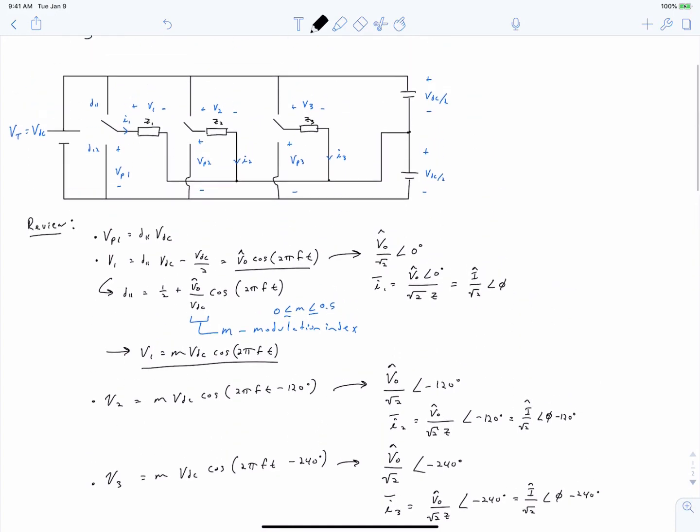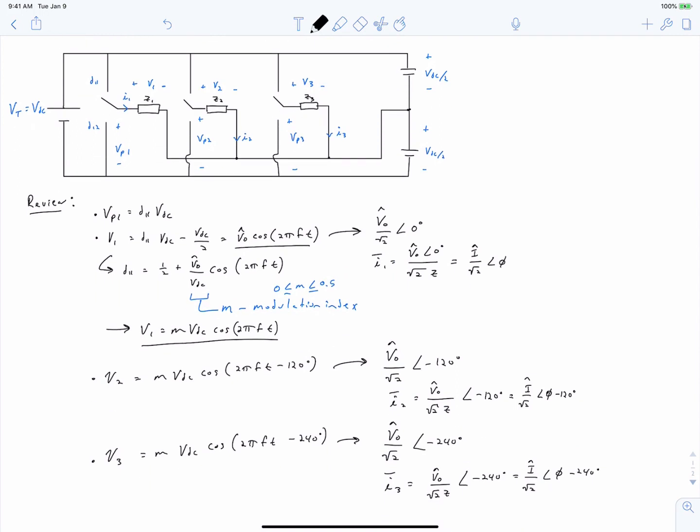So we now have a complete three-phase inverter. By selecting, we're able to realize this output voltage waveform here for phase 1, and for phase 2 we realize the same voltage waveform but phase shifted by 120 degrees, and for phase C it's again the same waveform but shifted by another 120 degrees.